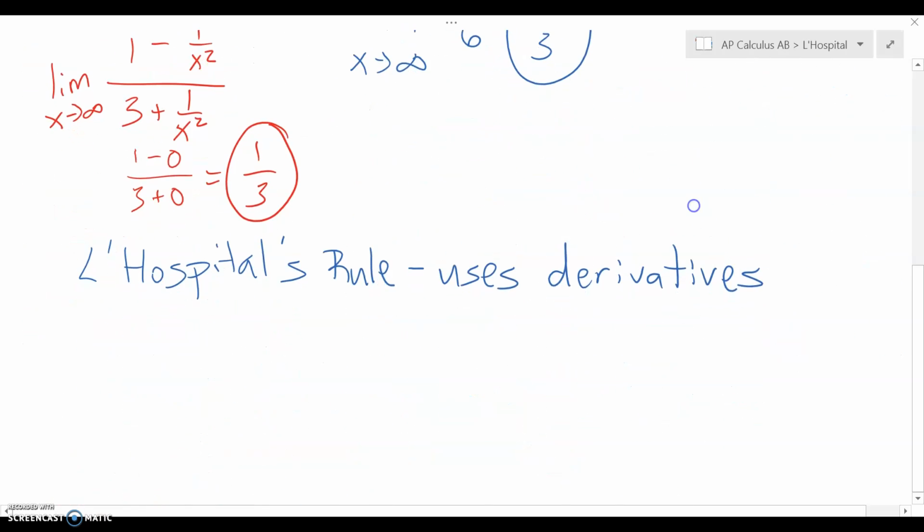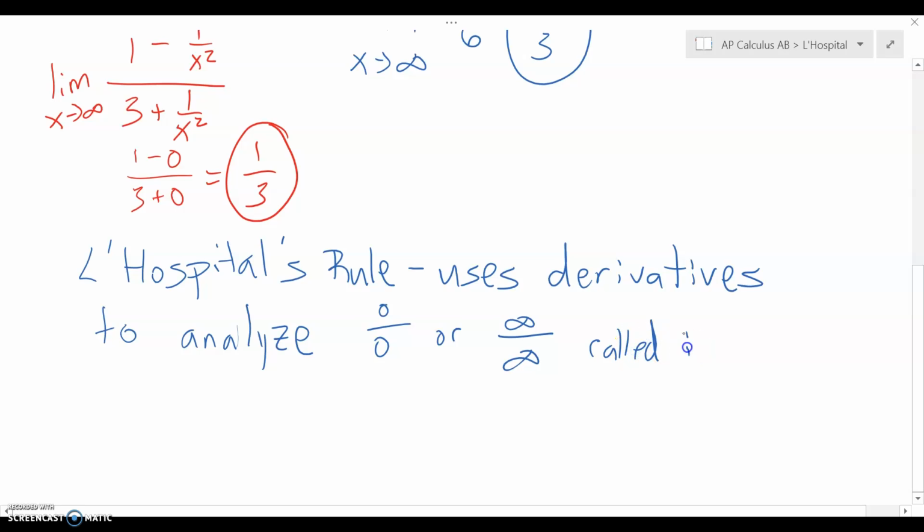So L'Hopital's rule uses derivatives to analyze indeterminate forms. So analyze 0 over 0 or infinity over infinity, which are called indeterminate forms. Indeterminate. That one always gets me on spelling. Indeterminate forms. And it's a useful tool. That's only one application of it.